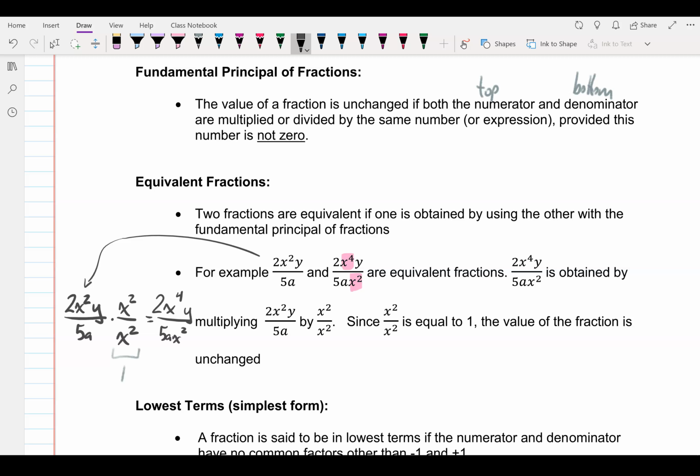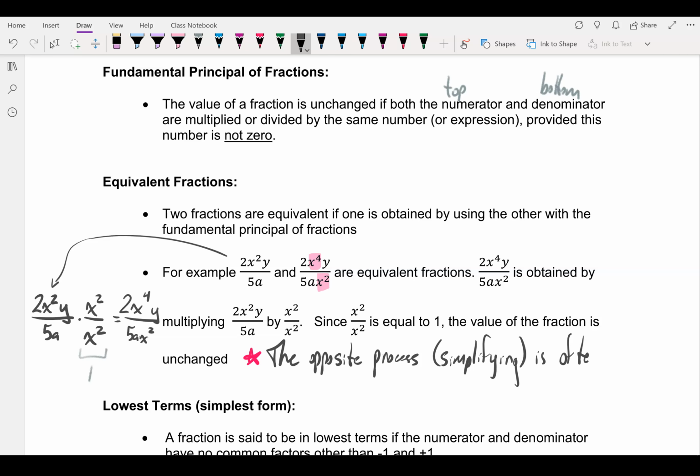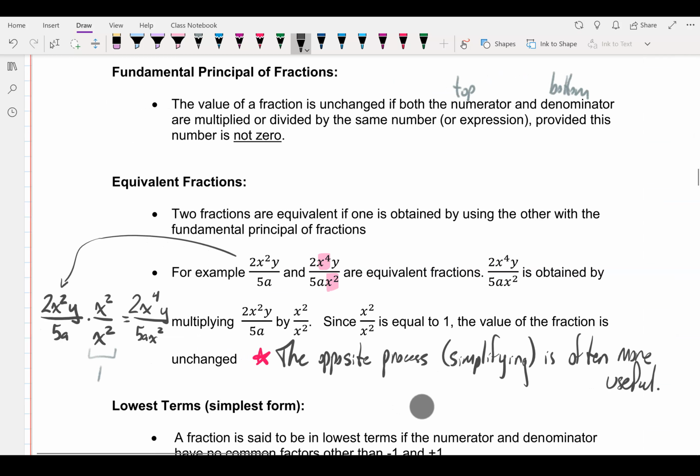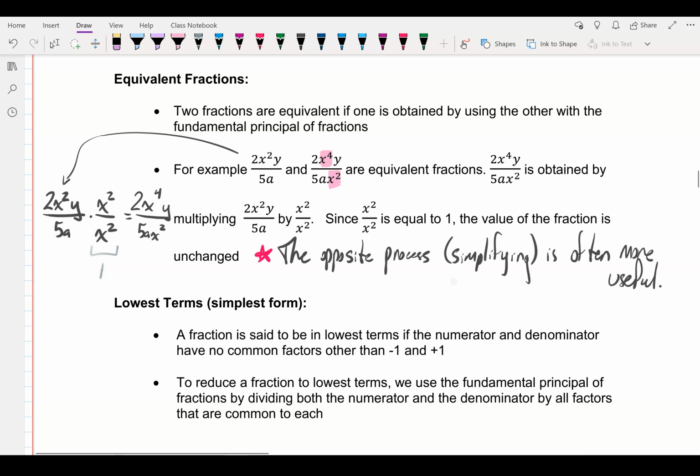Now, that works way more usefully going the opposite way. Let me make a note of that. This whole idea of equivalent fractions is more useful if we do the opposite process. So essentially, if we look at a fraction and we see something on top and bottom that matches, you can cancel them out and reduce to lower terms or simpler terms. And that's what this next block of text is saying, and then we're going to get to an example.